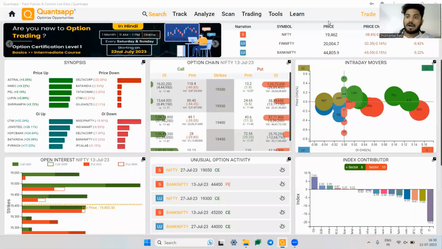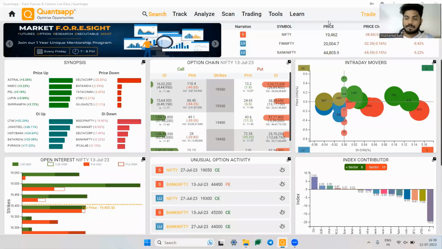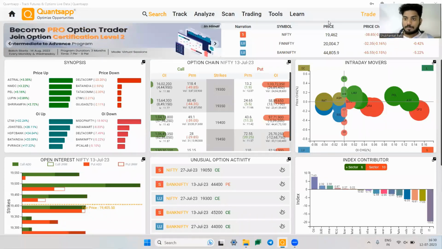Today we will understand how we can capture the market volatility, and how we can monetize the market volatility. So there are two types of volatilities. First one is historical volatility.